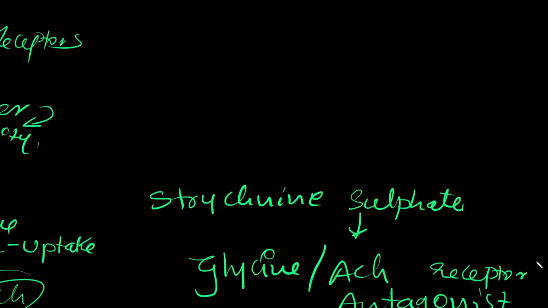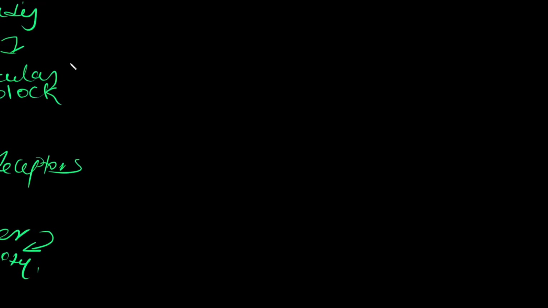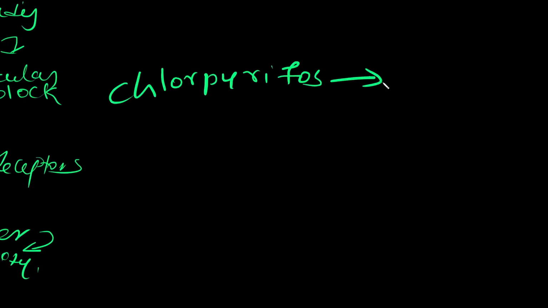And then chlorpyrifos is another well-known toxin. Well, it's a toxicant, it's not a toxin. It is made by human beings, not biologically produced. Chlorpyrifos binds to acetylcholinesterase and prevents its breakdown.